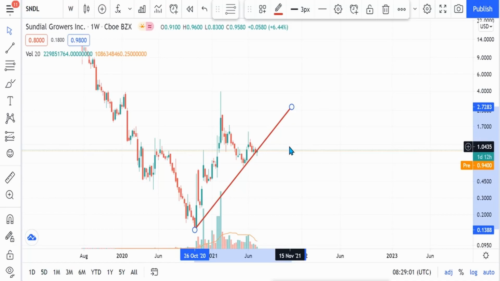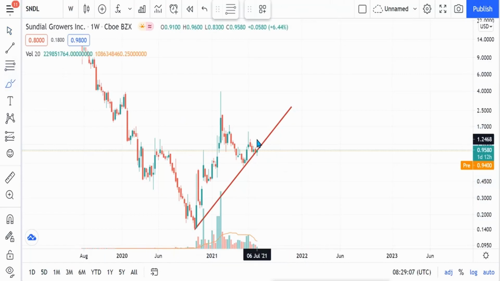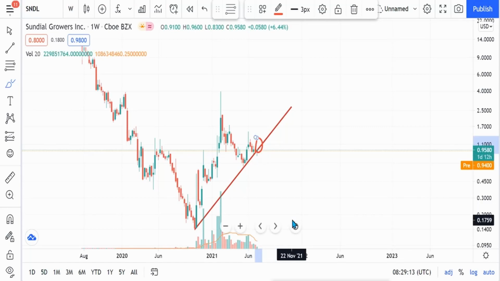Okay, it's really a 50-50 whether the handle will be successful or not, because we are really anticipating a breakout at this point. Price must go up. Okay, must go up, otherwise it will be a failure. Okay, so that's the resistance point right now.